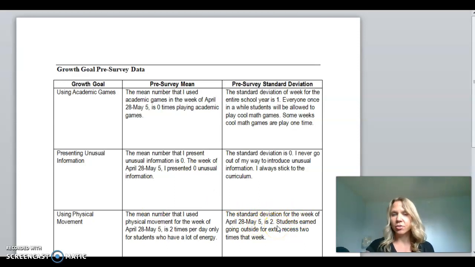The students earned going outside for extra recess 2 times that week. So documenting this did make me think that every once in a while the whole class does do extra movement, but I don't usually plan it or make sure that the whole class gets it.